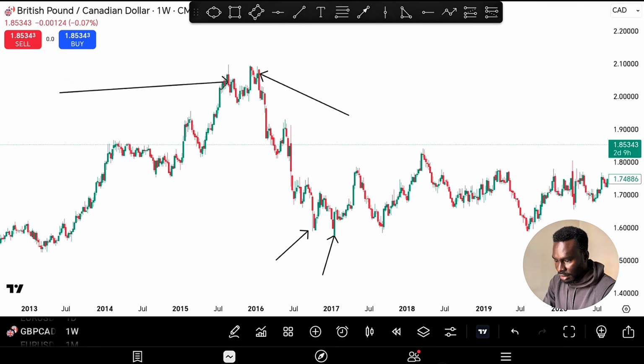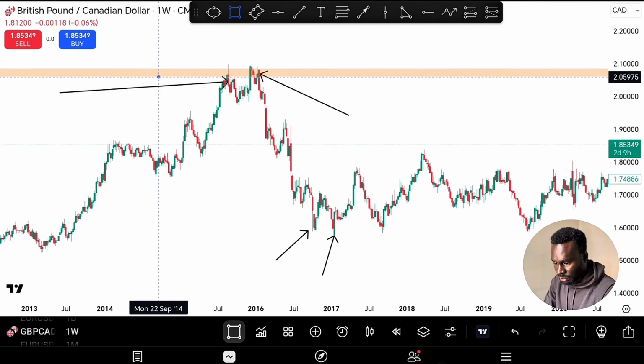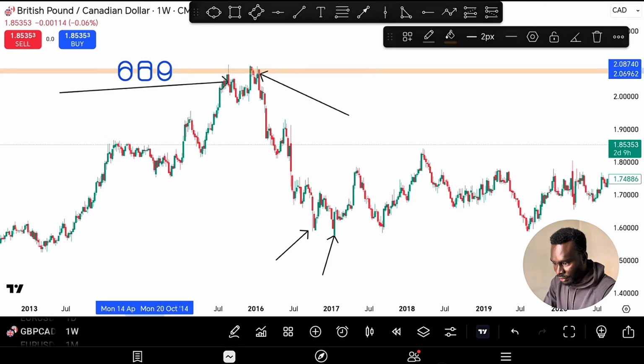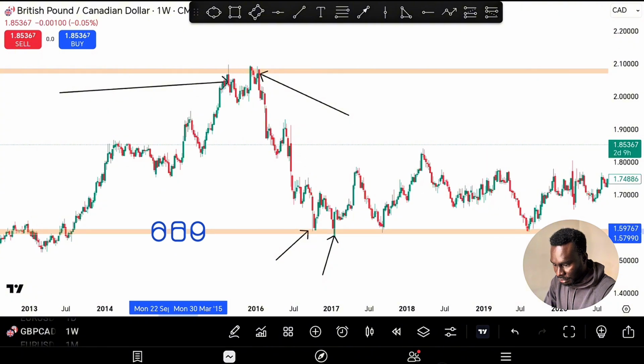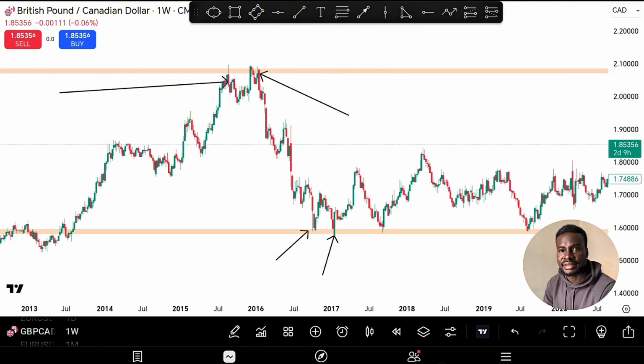That is that, and I will now go ahead to use my rectangular tool, which is my zoning tool, to mark the area at the top. I clone it and mark the area at the down. Easy. I don't use lines. I use rectangular tools, which are the best tools to use to mark your zones to avoid bias.